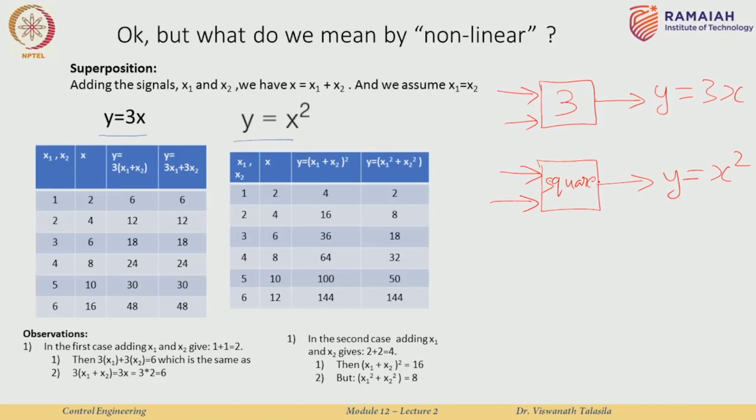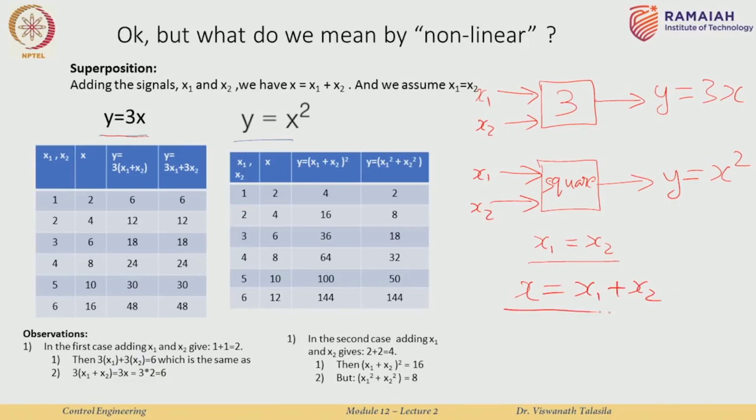In both the cases I have an input x1 and an input x2. For the sake of simplicity, but this is not required at all, let us just assume that x1 is equal to x2. We are going to assume that y equal to 3x or y equal to x square are models of some physical system. Let us look at these two tables on the left. For y equal to 3x, remember that we are assuming x1 equal to x2 in both the cases. So for y equal to 3x, I take x1 and x2, and I am going to define x equal to x1 plus x2.